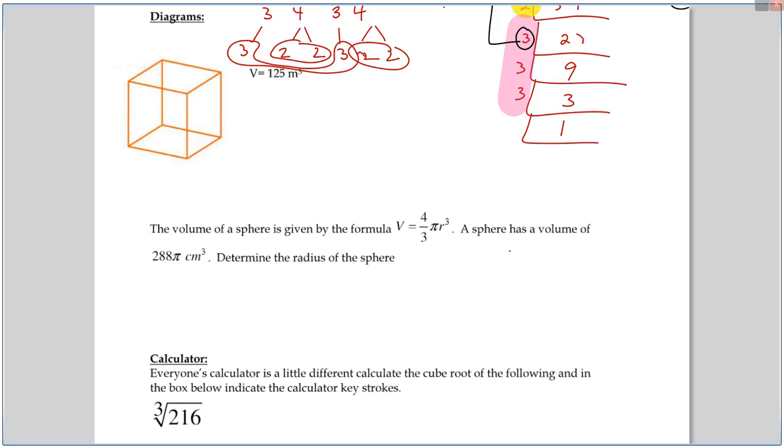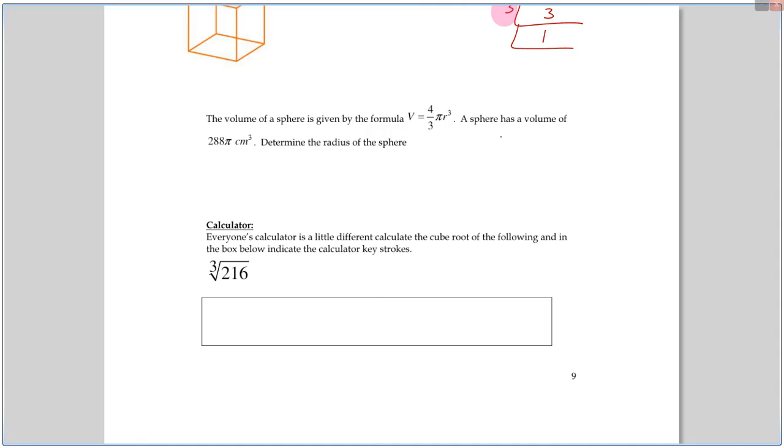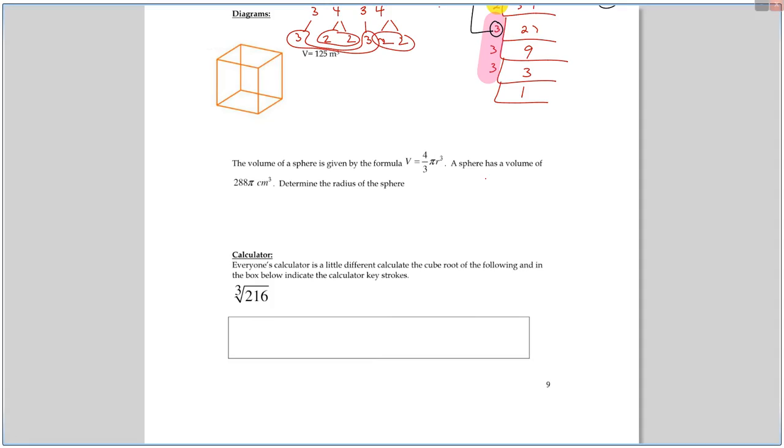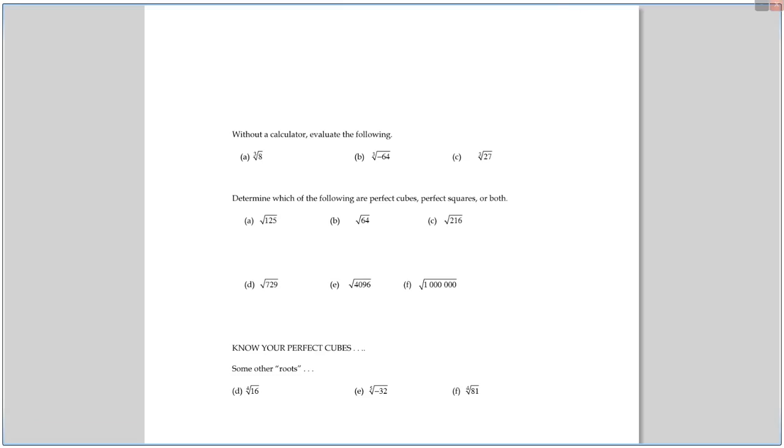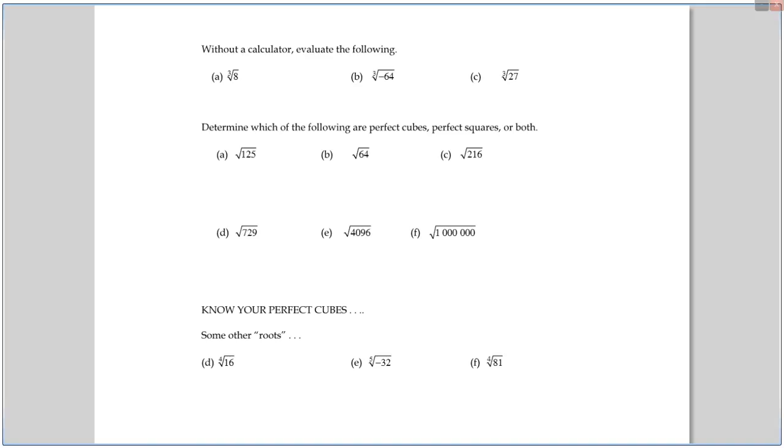All right. This stuff, we're going to move on because we already know this stuff. I'm going to let you guys do this on your own. You can use a calculator, or you can use prime factorization. You might want to do this on the side. I'll do one with you, okay?